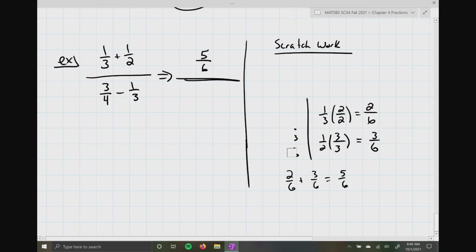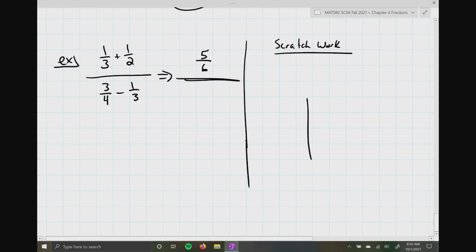All right, so I'm going to erase. And we're going to do the same thing for the big denominator. So we have 3 over 4 minus 1/3. Okay, so LCM. 4 is going to be 2 times 2. 3 is prime, so it's just going to be a 3. So my LCM is going to be 2 times 2 times 3, which is 12.